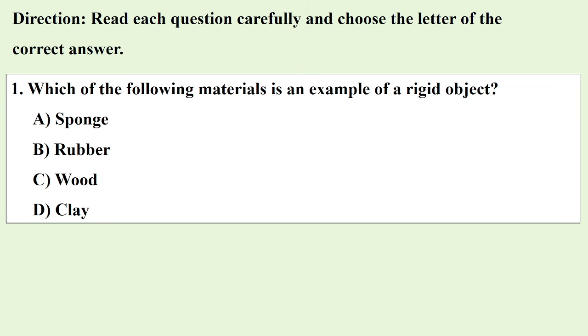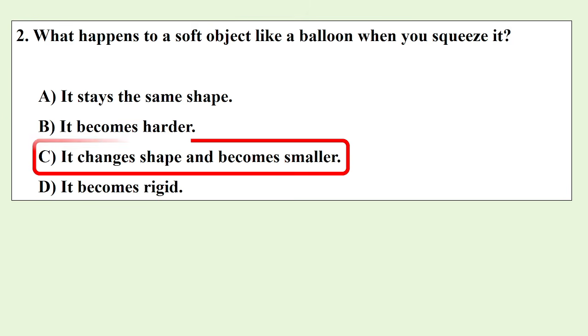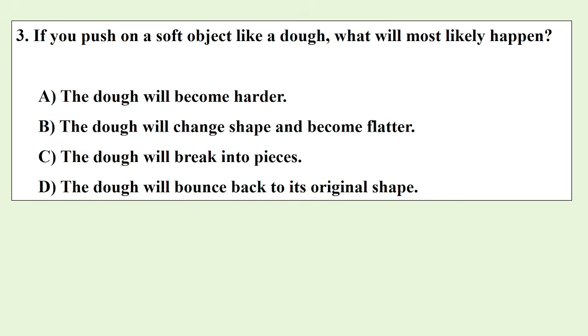Number 1. Which of the following materials is an example of a rigid object? Number 2. What happens to a soft object like a balloon when you squeeze it? Number 3. If you push on a soft object like a dough, what will most likely happen?